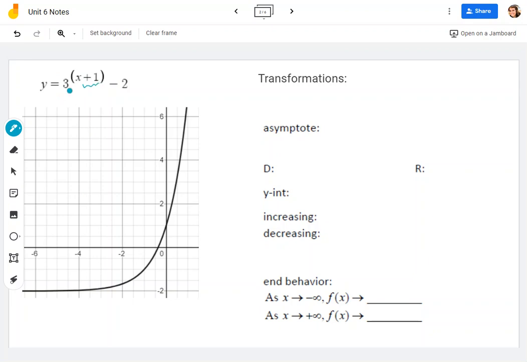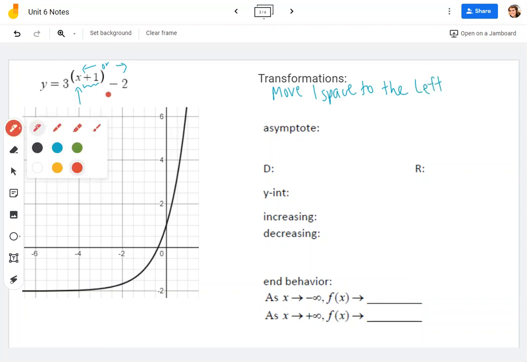So this positive 1, since it's with the x variable, it's going to be a left or right shift, a horizontal translation. Since x is left or right, it has to be horizontal. So the +1 actually is going to denote -1. So this is going to move 1 space to the left.